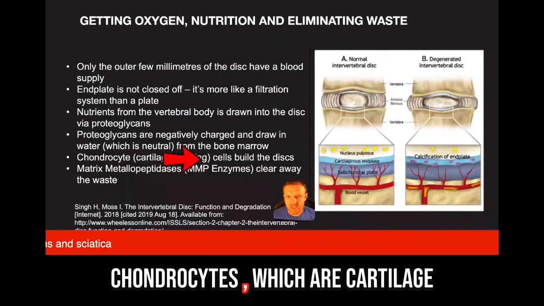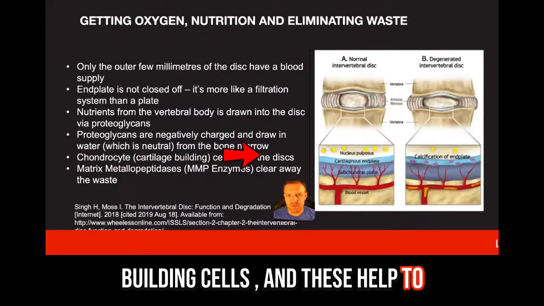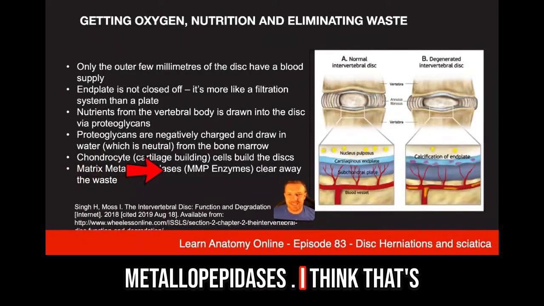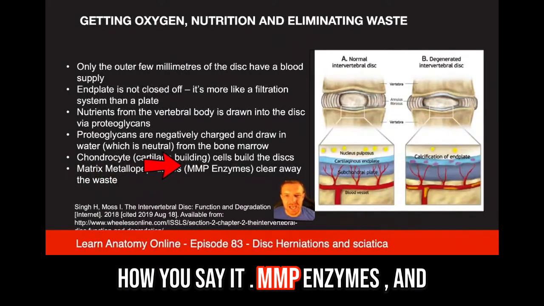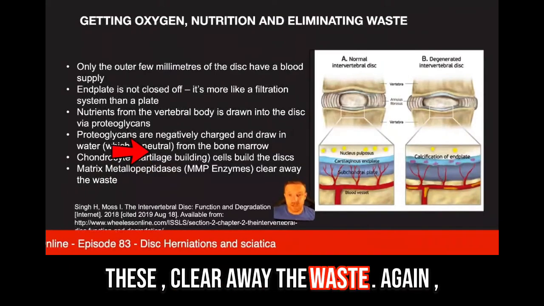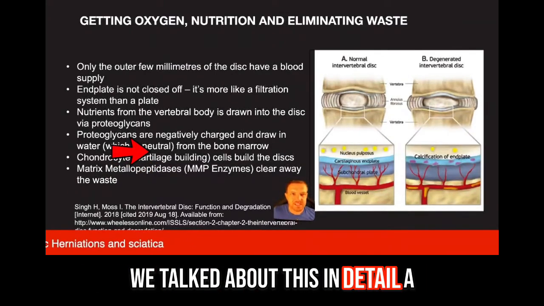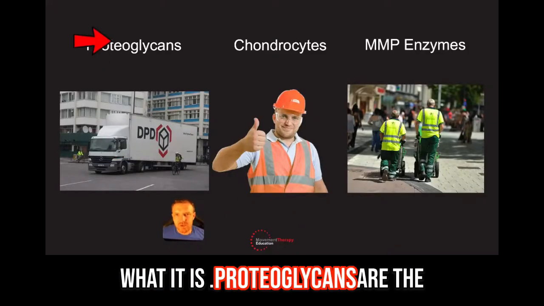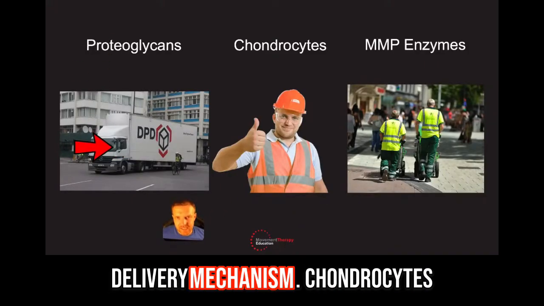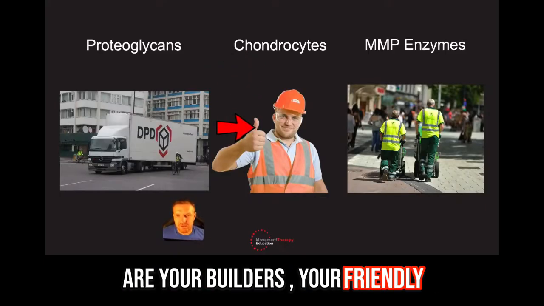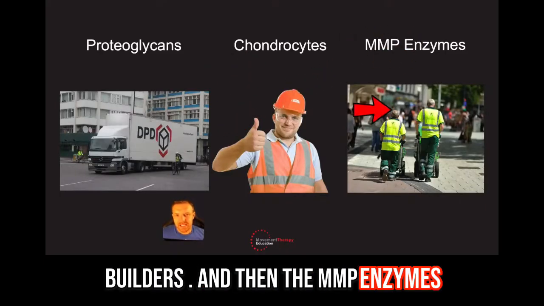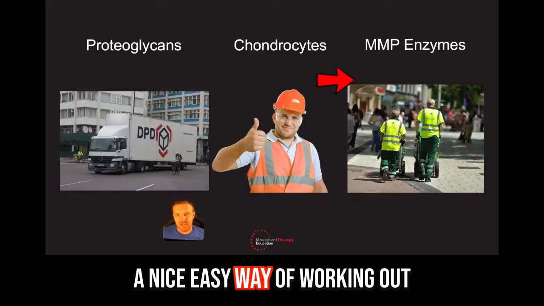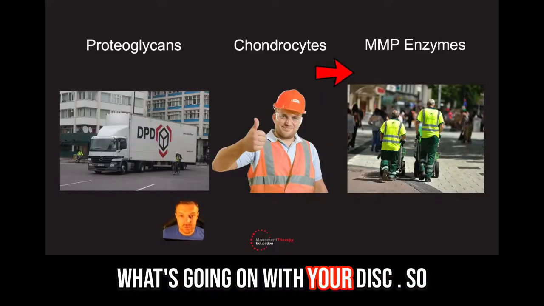We've got chondrocytes, which are cartilage building cells, and these help to build the discs. And then we've got something called matrix metallopeptidases, I think that's how you say it, MMP enzymes, and these clear away the waste. Again, we talked about this in detail a little time ago. In essence, the proteoglycans are the delivery mechanism. Chondrocytes are your builders, your friendly builders. And then the MMP enzymes are your refuse collectors. That's a nice, easy way of working out what's going on with your disc.